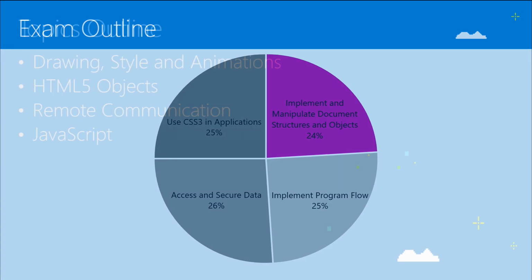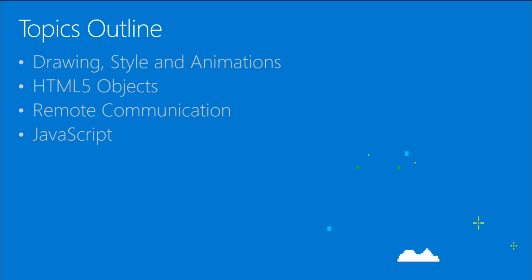Those are going to be the 4 main areas that are covered on the exam, and we're going to dig into a handful of those. We'll talk a little bit about drawing style and animations. We'll talk a little bit about some of the common HTML5 objects. We'll discuss how we can communicate from the client up to the server, and then also investigate a little bit of JavaScript, and in particular, we'll talk a little bit about jQuery.